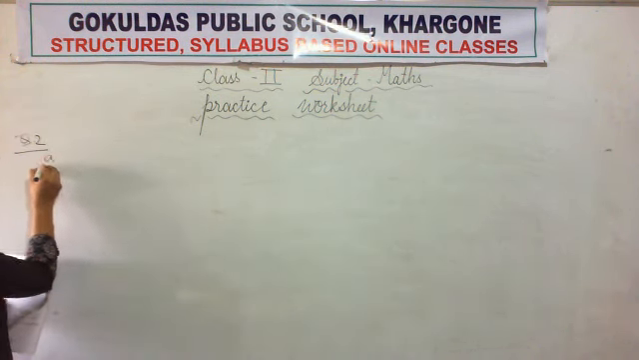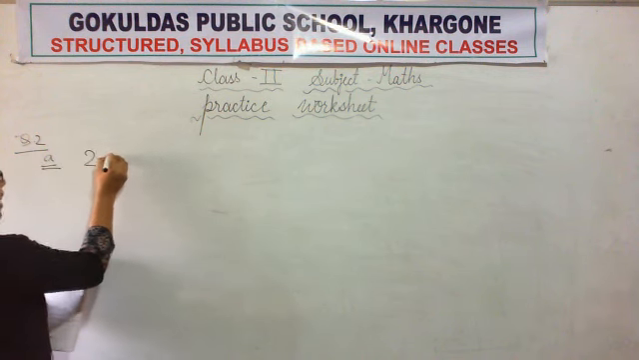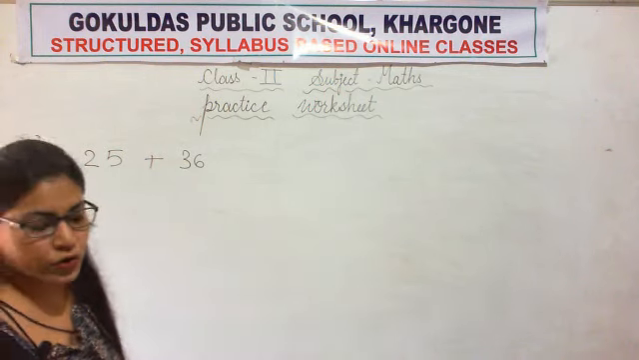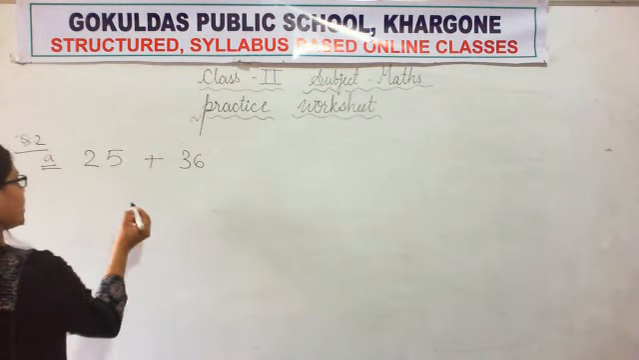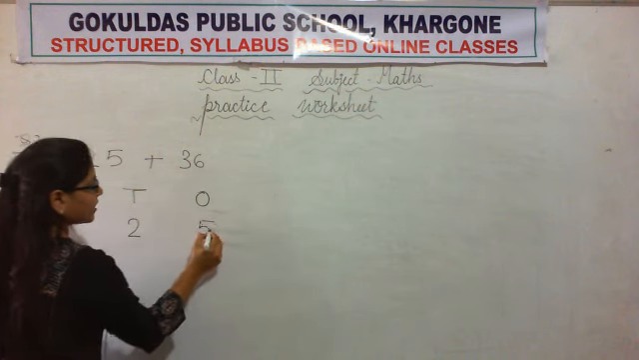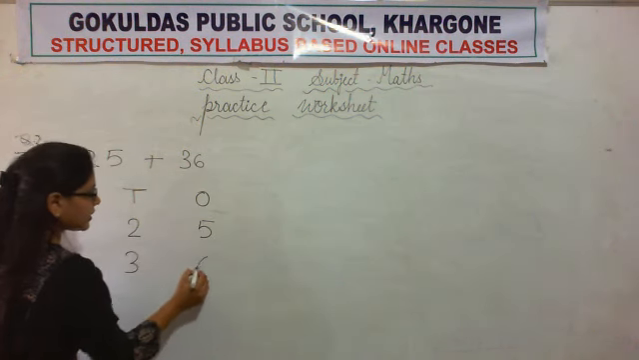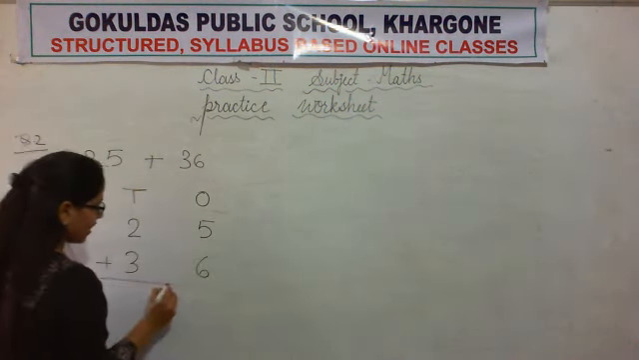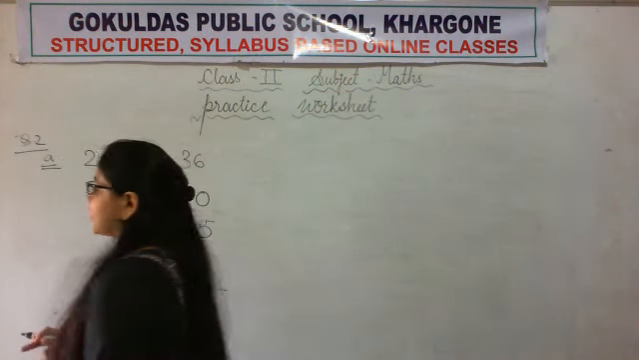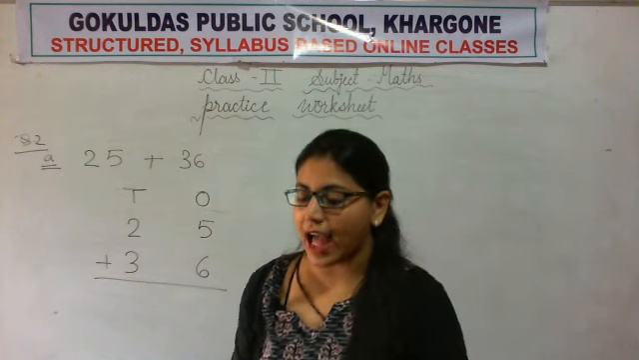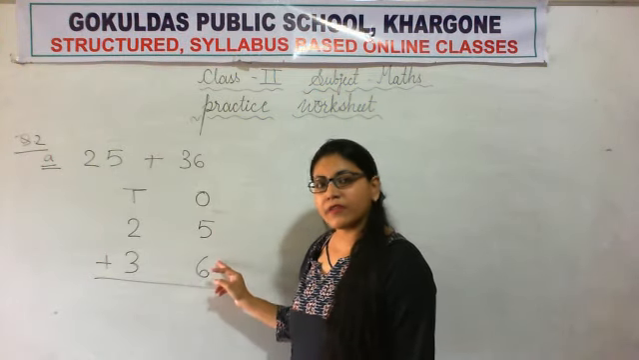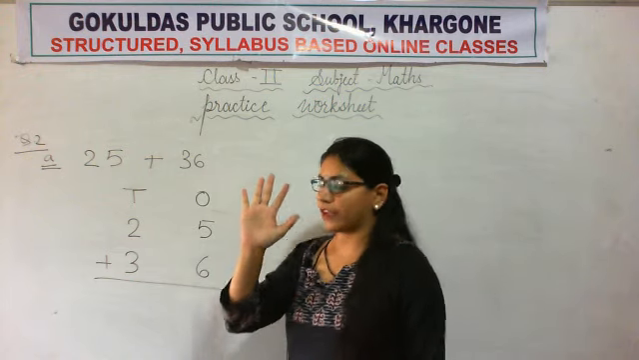part A. 25 plus 36. So again we will write tens and ones first. We will write tens below tens and ones below ones, and then we will add. 25 is the first addend and 36 is the second addend. So let's count 5 and 6. First of all we will add ones and ones, so 5.